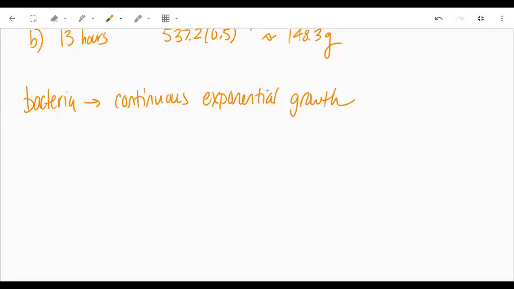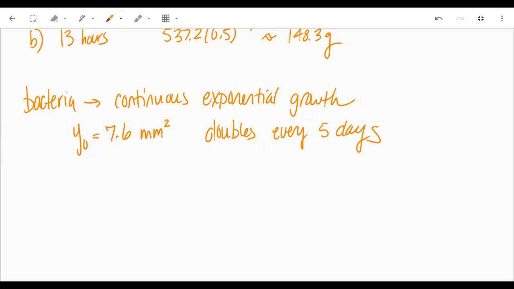Okay, and it says suppose that a sample culture has an initial area of 7.6 millimeters squared. So they said that's the initial area, so you figure out that's y naught. And it doubles every 5 days. Okay, so y equals y naught e to the rt still. Okay, and then we'll have that whole doubling thing. Well, here we know that y naught is going to be 7.6.